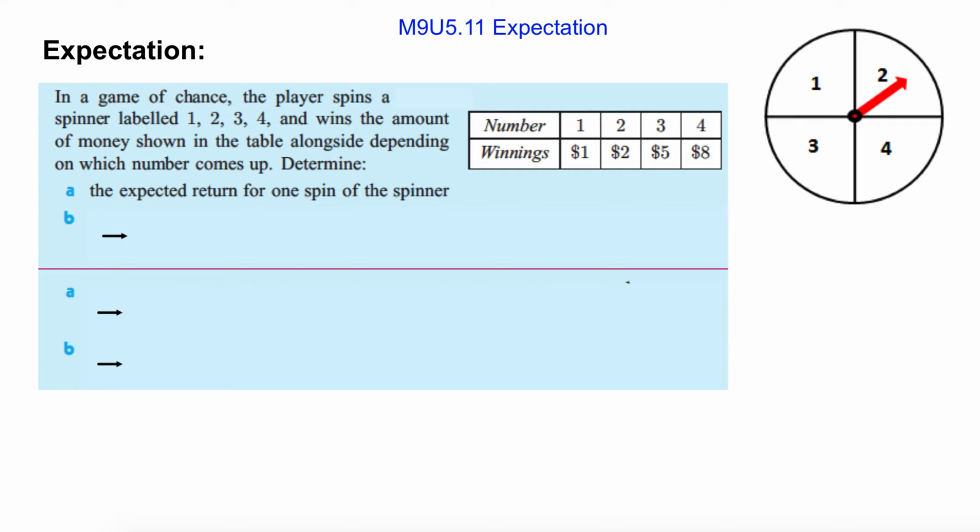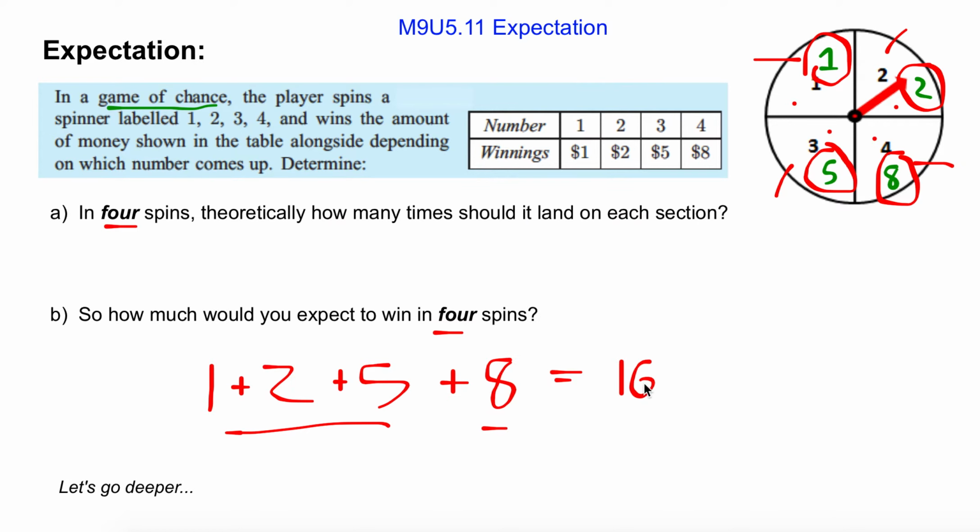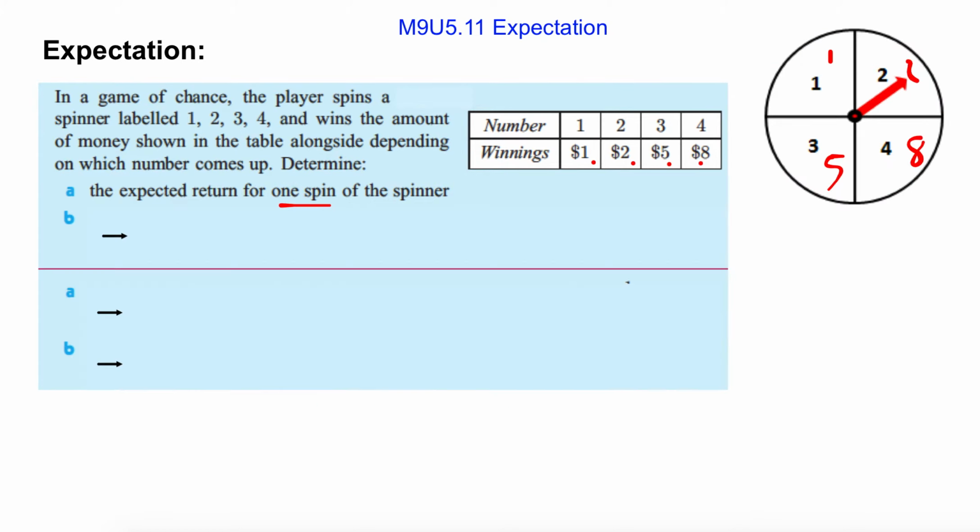Same sort of thing, we win, what was it, 1, 2, 5, and 8. Same spinner. We want to figure out the expected return for 1 spin, right? I know that it's going to land on one, either this or this or this or this. I know in 4 spins, I should make 16, right? So 4 spins give you 16. And so if we have only 1 spin, you should expect maybe a fourth of that, right? So it would look like this.